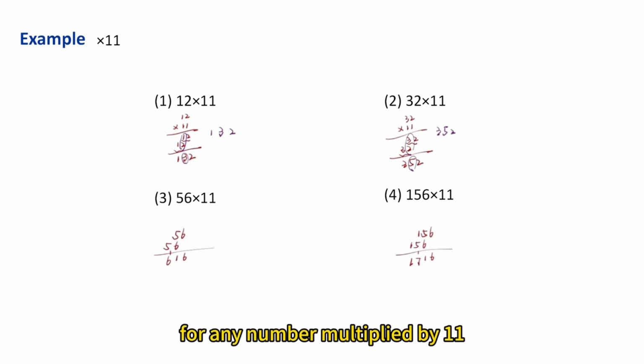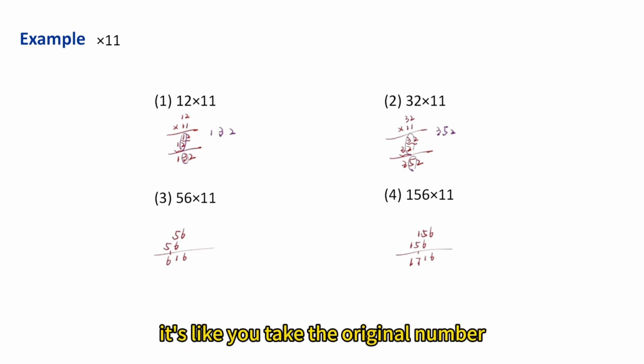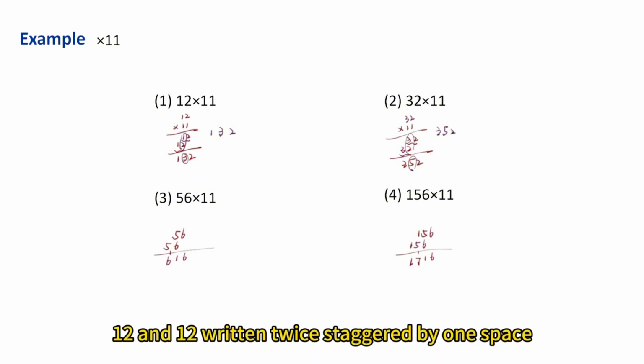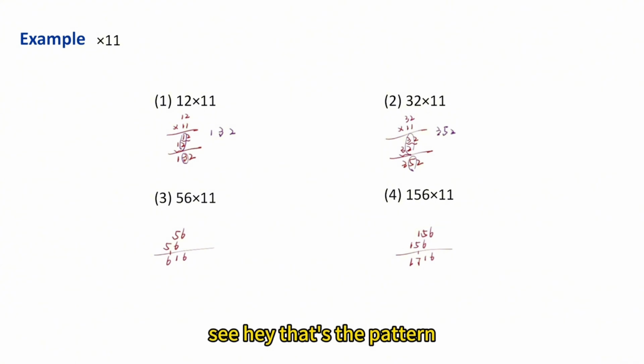For any number multiplied by 11, it's like you take the original number and write it twice, side by side, but staggered. Did you see it? 12 and 12, written twice, staggered by one space. Hey, 32 and 32, written twice, staggered by one space. See? That's the pattern. So let's look a little deeper.